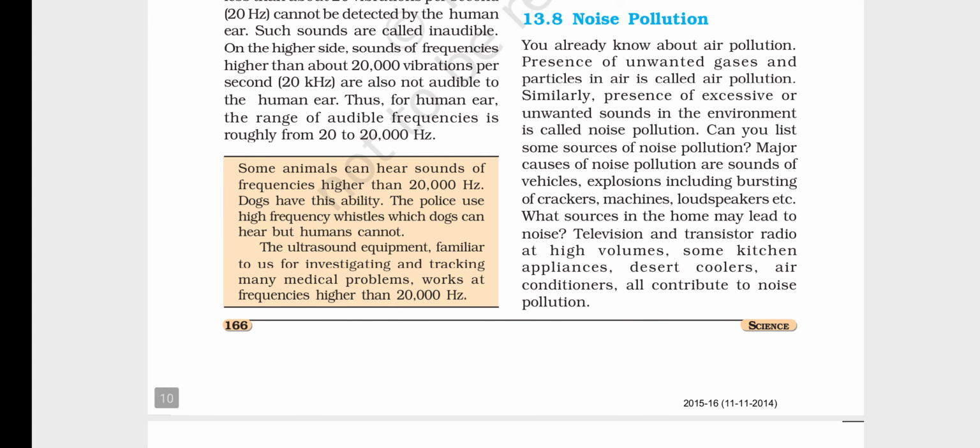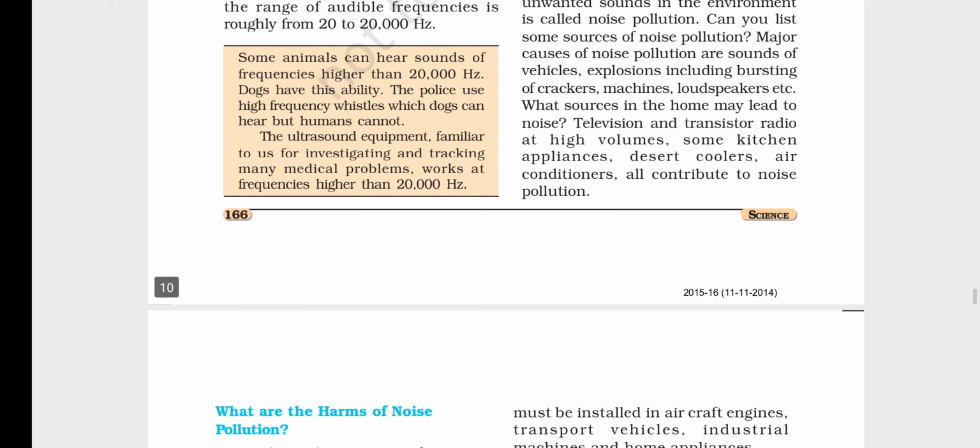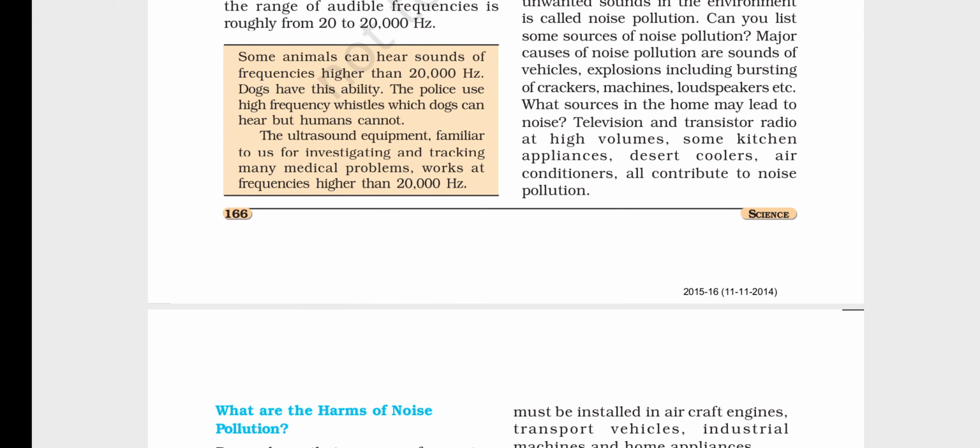Some unwanted gases in the air cause air pollution. Similarly, the presence of excessive or unwanted sounds in the environment is called noise pollution. Can you list some sources of noise pollution? Major sources of noise pollution are sounds of vehicles, explosions, including bursting of crackers, machines, loudspeakers, etc.